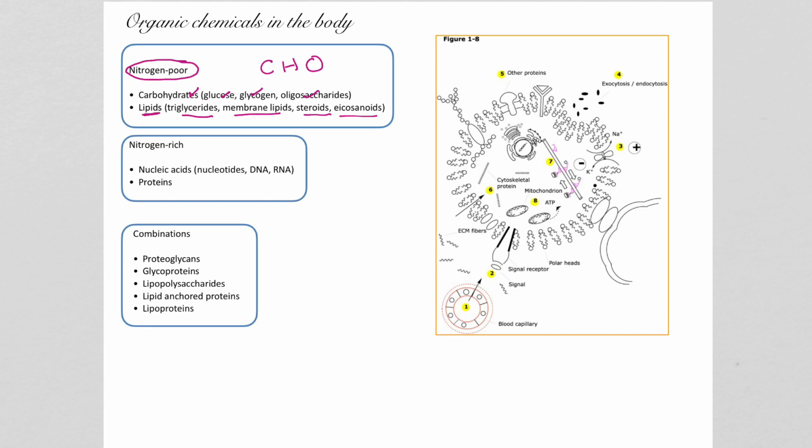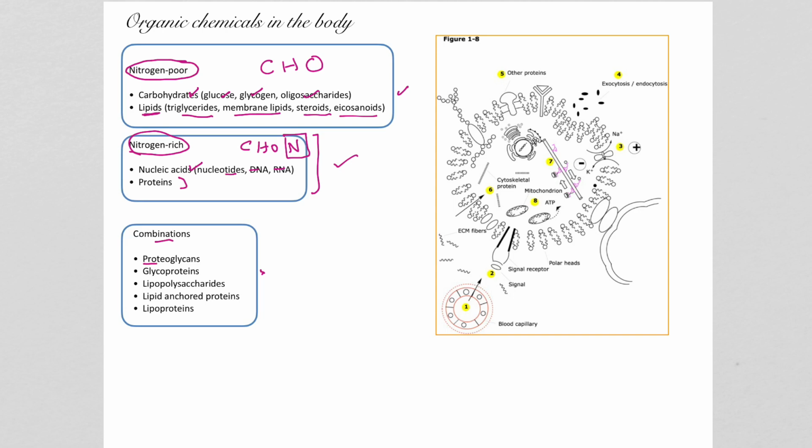And then we have the two big classes, nitrogen rich. So these have not only C, H, and O, but quite a bit of nitrogen. That includes nucleic acids, mainly your nucleotides, DNA, RNA, and of course all the proteins. They are nitrogen-rich. Okay, so we have nitrogen poor, nitrogen rich, and then of course we have various combinations.